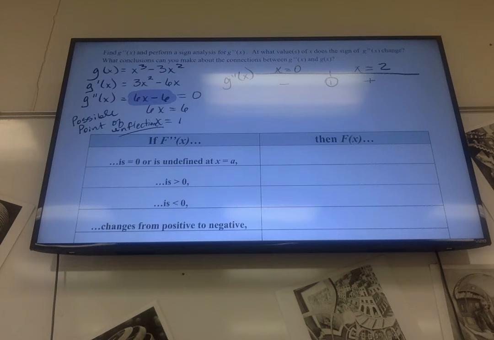So x equals 1 is a point of inflection. This is the second derivative. Does it change from concave down to concave up? Yes. This one is concave down. This side is concave up. And so at 1 is where it changes.